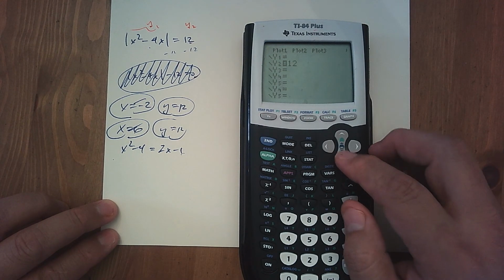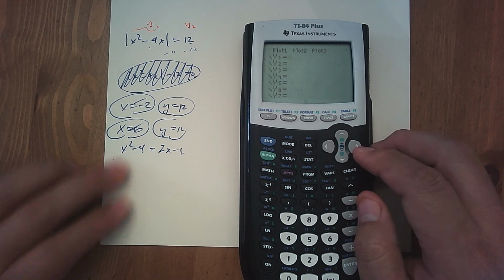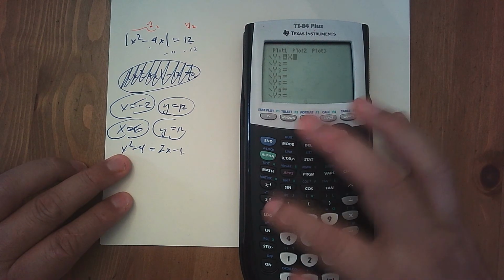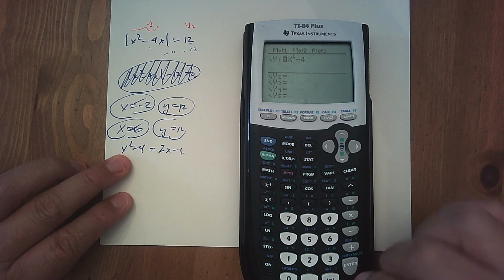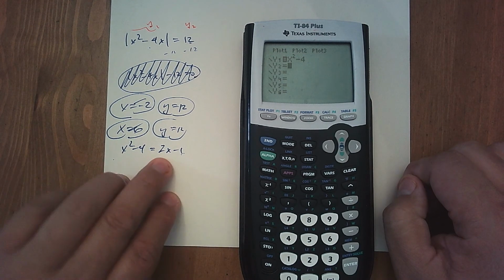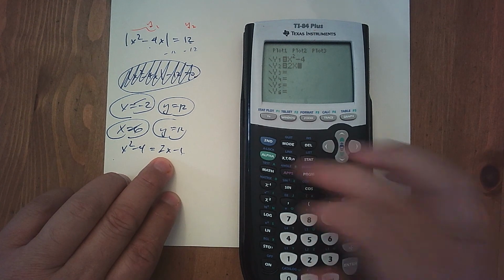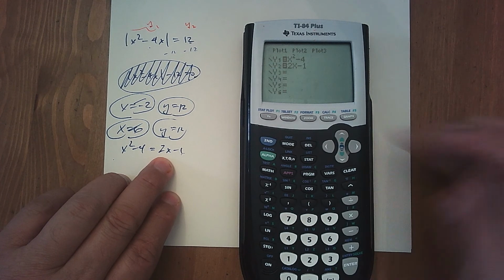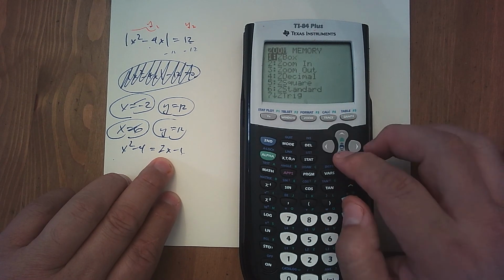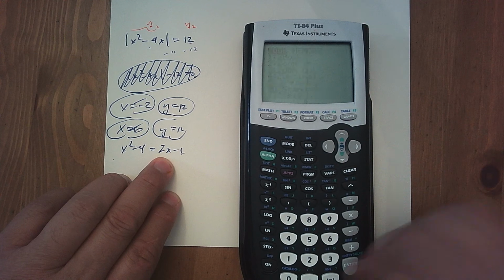Let me clear these guys out. All right, let's type in our quadratic. So x squared minus 4. All right, so there's that quadratic. The other side's a line, 2x minus 1. Let me go back to my standard viewing rectangle since I messed around with it last time.